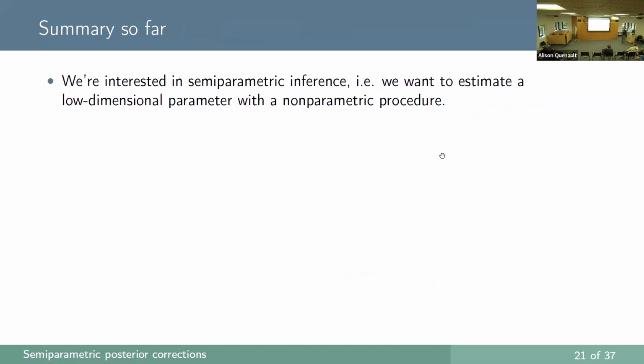Right. So that was quite a lot of definitions. I'd like to give you a breather and summarize what we've talked about so far. We're interested in semi-parametric inference, which means we want to estimate a low-dimensional parameter, but we don't want to use a low-dimensional model. We want to use a state-of-the-art, maybe black box, heavily regularized algorithm like neural nets or additive regression trees, but still get good inference for the low-dimensional parameter.